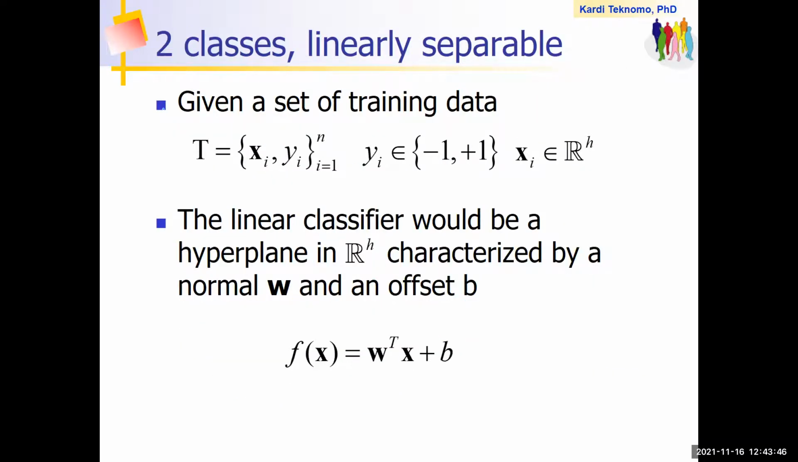Now, let's talk about when you have two classes, and clearly the data is linearly separable. Suppose you have a training data T, which consists of Xi and Yi. So this is a pair, right? What is Yi? Yi is either negative one or positive one, so it's binary. And the number of data points is N. So this is your training data.